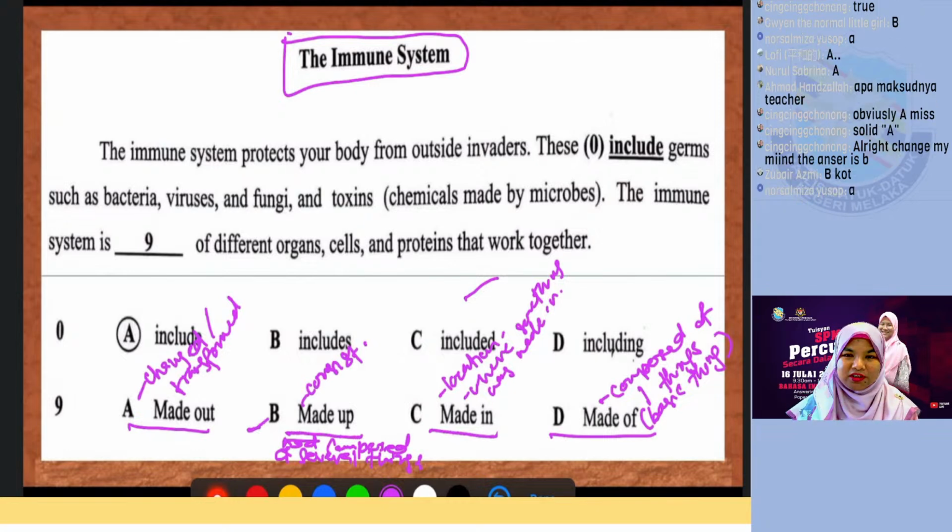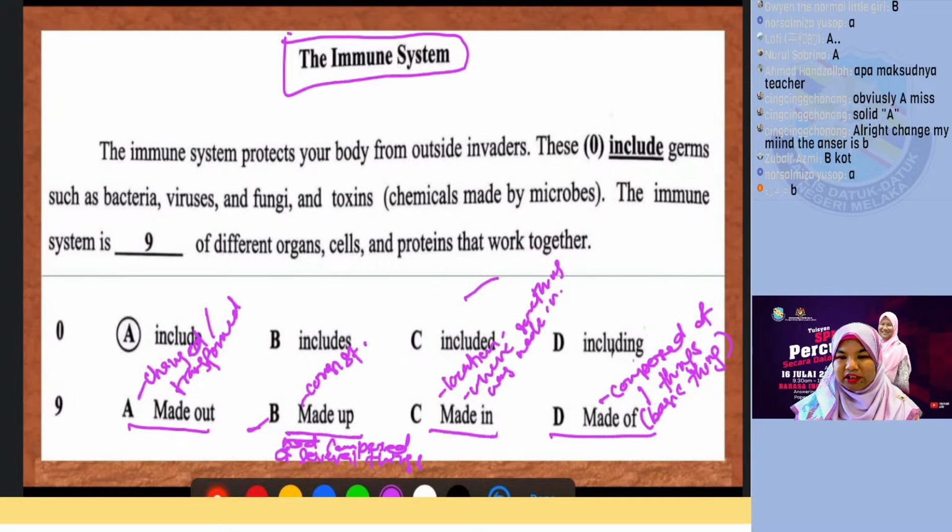If you answered B, then you are on the right track. Make sure you take note of the difference that I mentioned here, the difference between made out, made up, made in, and made of. This will be some additional information for you. Alright? Okay, let's proceed.